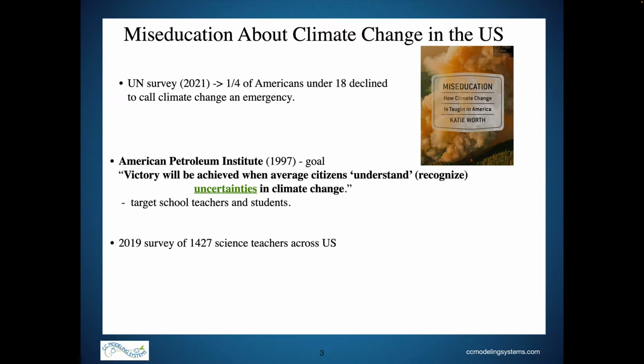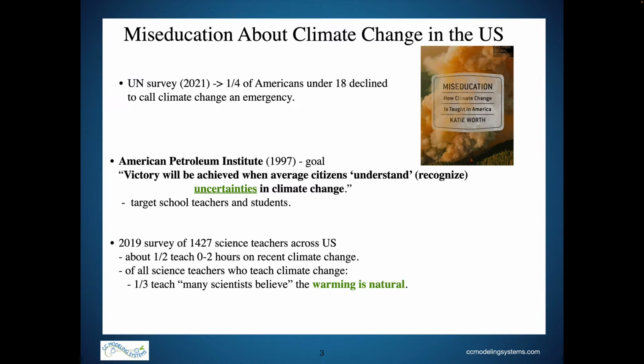In 2019, a survey of 1,427 science teachers indicated that half of the teachers did not spend much time teaching global climate change at all. Since this is all science teachers, you might expect a physics teacher might not teach much about climate. Of the teachers who did teach climate change, a third of them believed warming was natural, and they taught that many scientists believe that this is a natural occurrence. And 2/3 used debates about global climate change as part of their instructional method, which scientists equate to essentially climate denial.